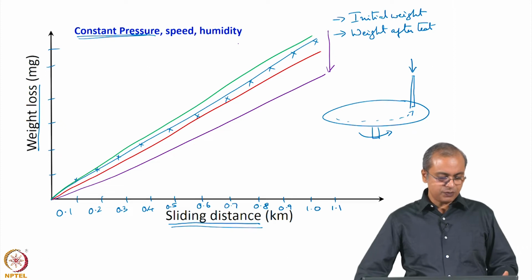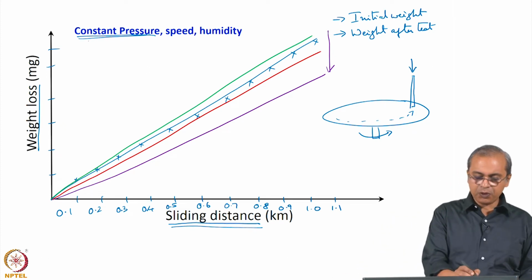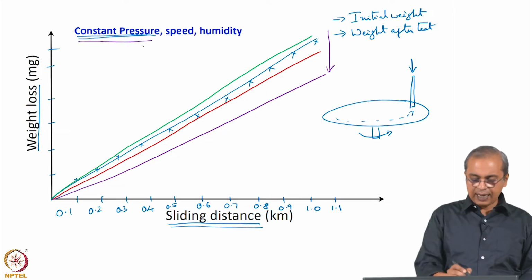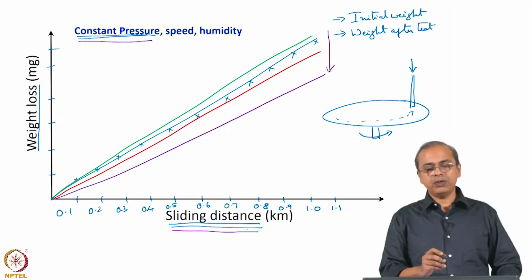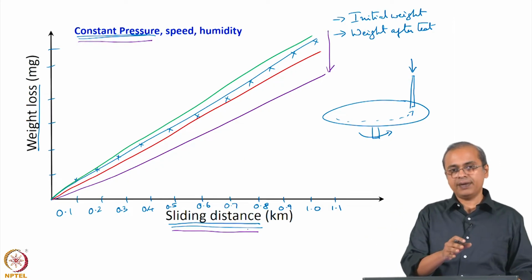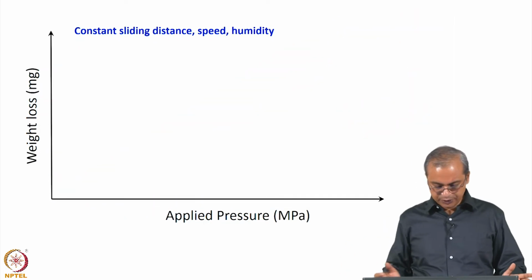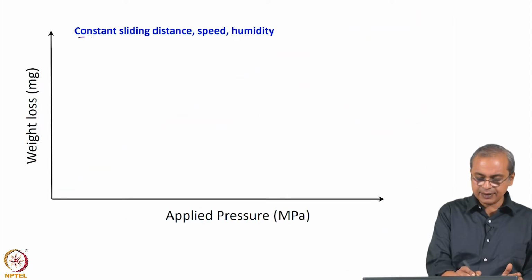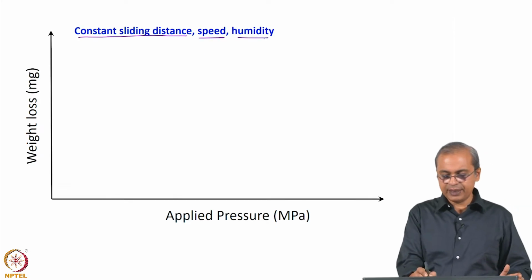There is another way in which we could do it, which is changing the variable a little bit. Here we have put constant pressure and we have changed the distance that it is travelling. The opposite thing you can do is invert the experiment, where you have constant distance that you are travelling, but you are changing the pressure. So, that is what you would see here. Constant sliding distance, and other things are constant also, speed is constant, humidity is constant.